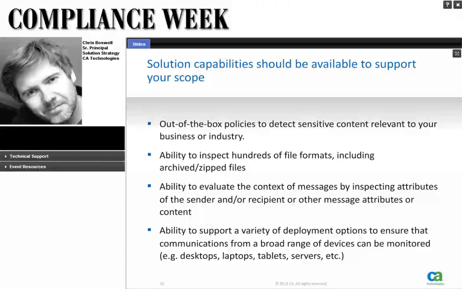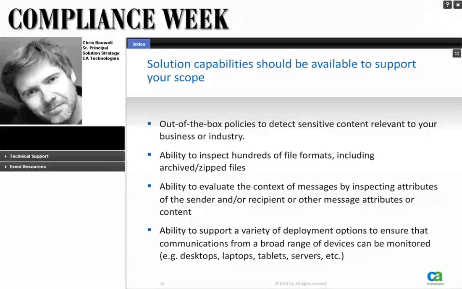That's just an example. The ability to inspect hundreds of file formats. Again, if you're worried about your engineering diagrams and CAD drawings and things like that, you need to make sure the technology has the ability to recognize that data and either fingerprint it or pop open the files and inspect the content, be able to track that content and control it effectively. These are the types of things you need to be looking for from a technology perspective.